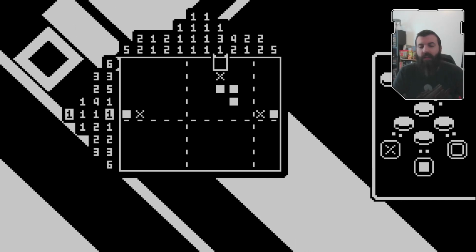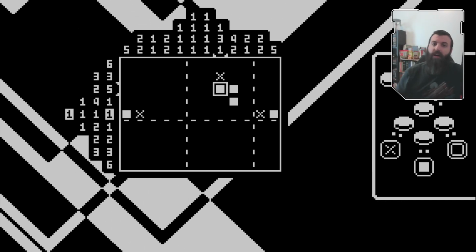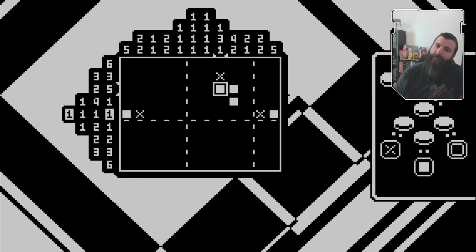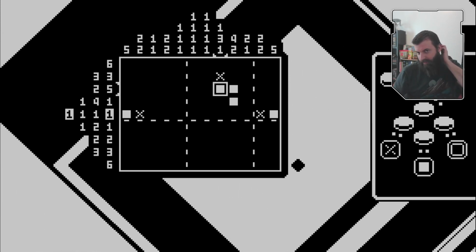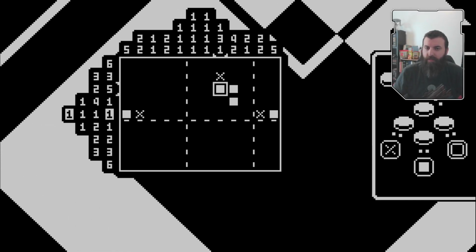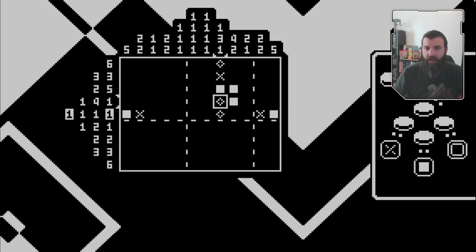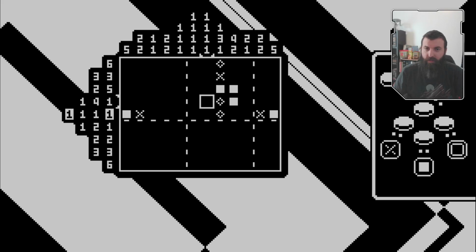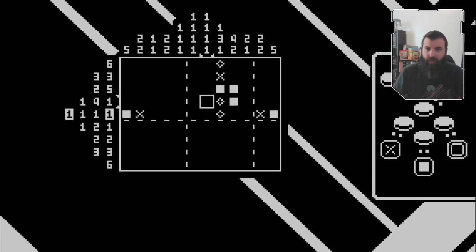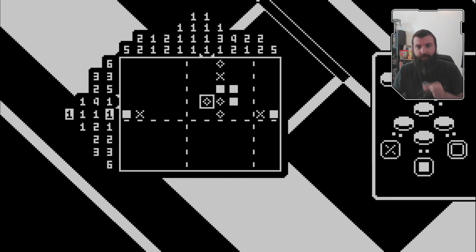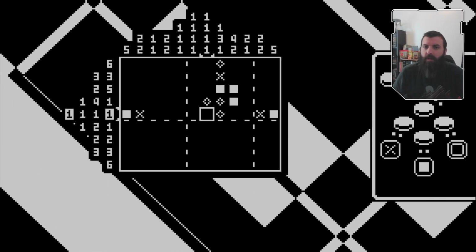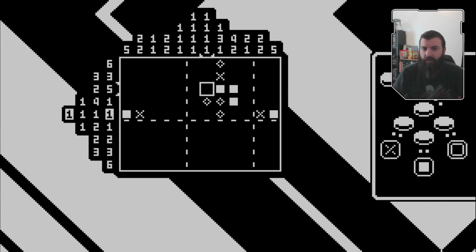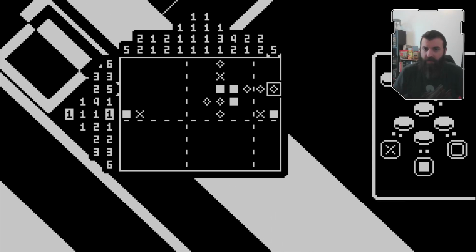So let's test out the idea of this is part of the 3. So if this was like that, that would have to be there. That would tell us that this is part of the 4. That would mean that this would have to be filled in. This would have to not be filled in, which would mean that the 5 would have to go here.